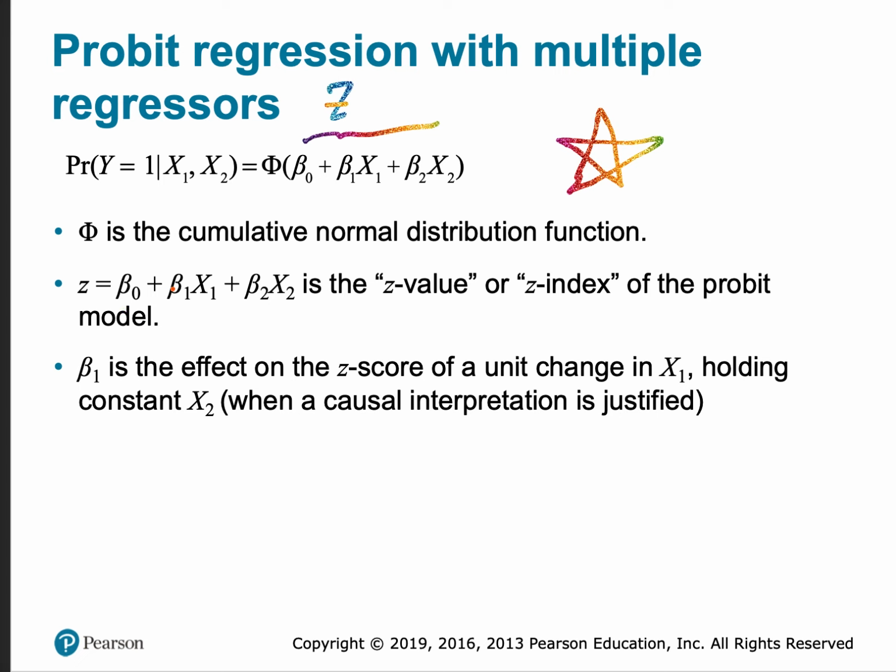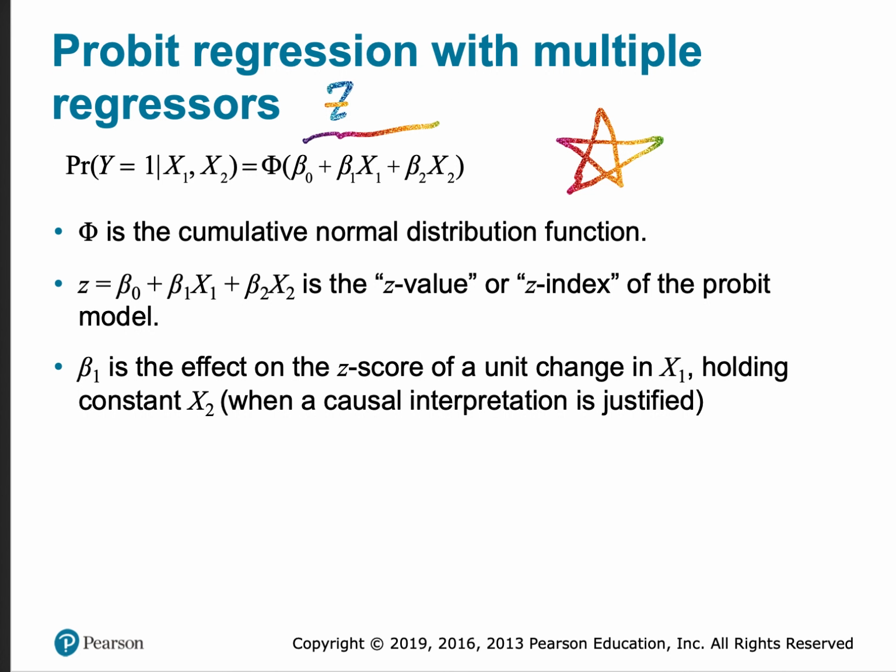Z is equal to beta naught plus beta 1 times x1 plus beta 2 times x2. This is our z value, or z index of the probit model. Beta 1 is the effect on the z-score of a unit change in x1, holding constant x2, when a causal interpretation is justified. So we have added an additional regressor, but all of the principal foundations of the probit model that we have discussed do not change.